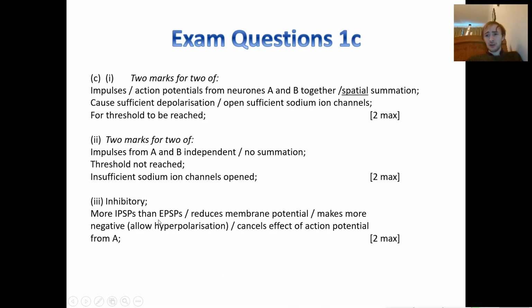I don't need you to know those terms. They're a bit fancy. You can call them that if you want. Excitatory postsynaptic potentials, inhibitory postsynaptic potentials. Don't need to use those words. Reduces membrane potential or makes it more negative or allows hyperpolarization or cancels the effect of action potential from A. Any two here. So I would expect you to say that it makes it more negative or it hyperpolarizes it and therefore inhibits the effect of action potential from A.